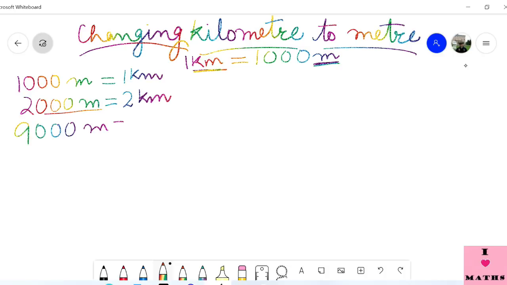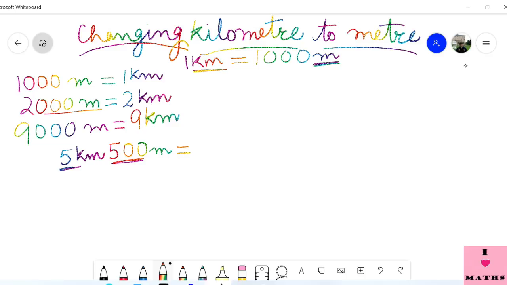9000 meters are 9 kilometer. Now children, suppose the distance between my house and the school is 5 kilometer and 500 meters. Now it means the distance from my house to school is more than 5 kilometer but less than 6 kilometer. It is 5 kilometer 500 meter.